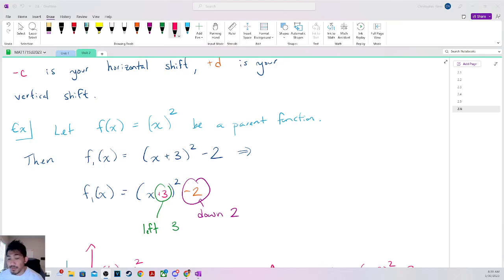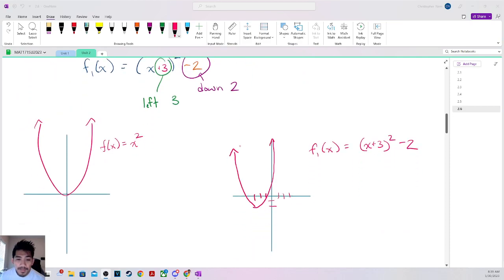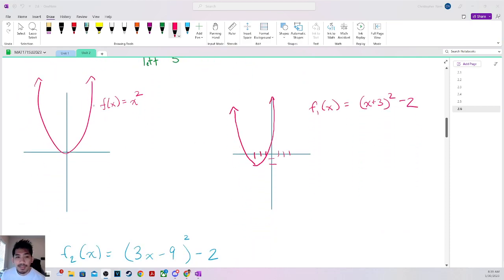All right? If it's positive right here, if I'm adding, then I'm going to go left. If I'm subtracting, I'm going right. If I'm subtracting here, I'm going down. If I'm adding, I'm going up. Everything inside my function will be the reverse of what I think intuitively, and we'll explain why. But let's take a look at the graph. The parent function, f of x equals x squared, looks like this, a parabola. Now, for this function right here, I'm adding 3 and subtracting 2, but because the 3 is inside my function, I'm going left 3, and I have to go down 2.